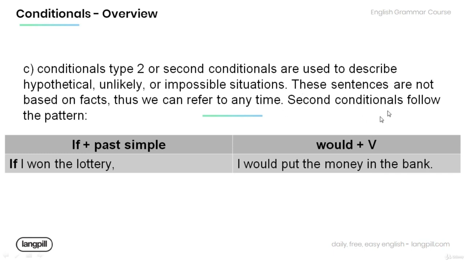Note that second conditionals follow the pattern if plus past simple and would plus verb. Have a look at the example below. If I won the lottery, I would put the money in the bank. Now this sentence describes a situation or a future that is unlikely to happen.